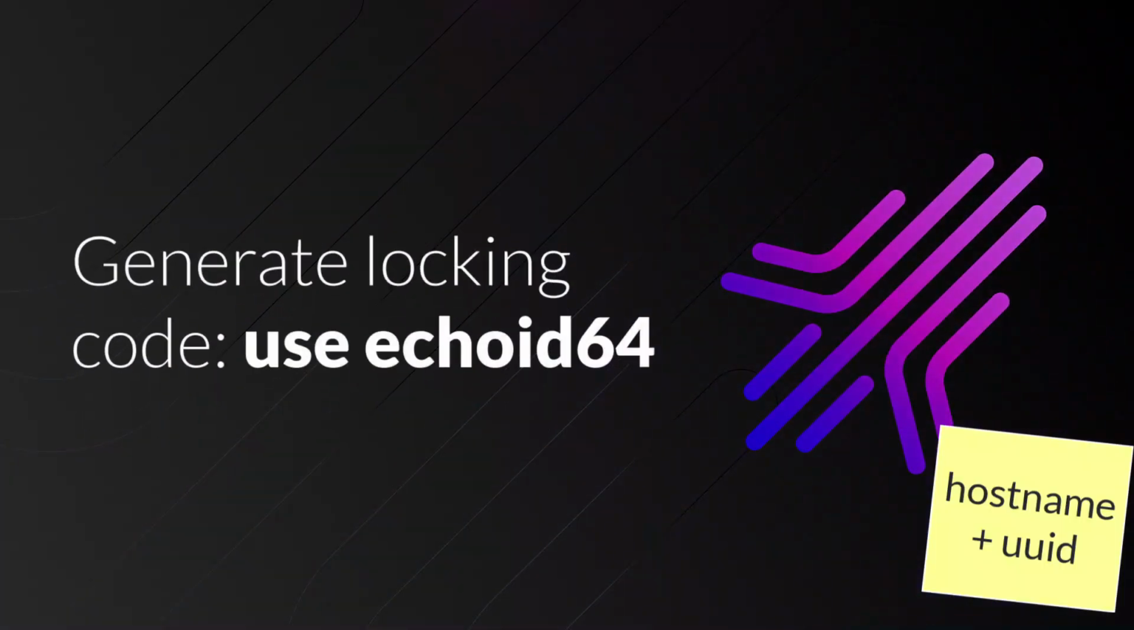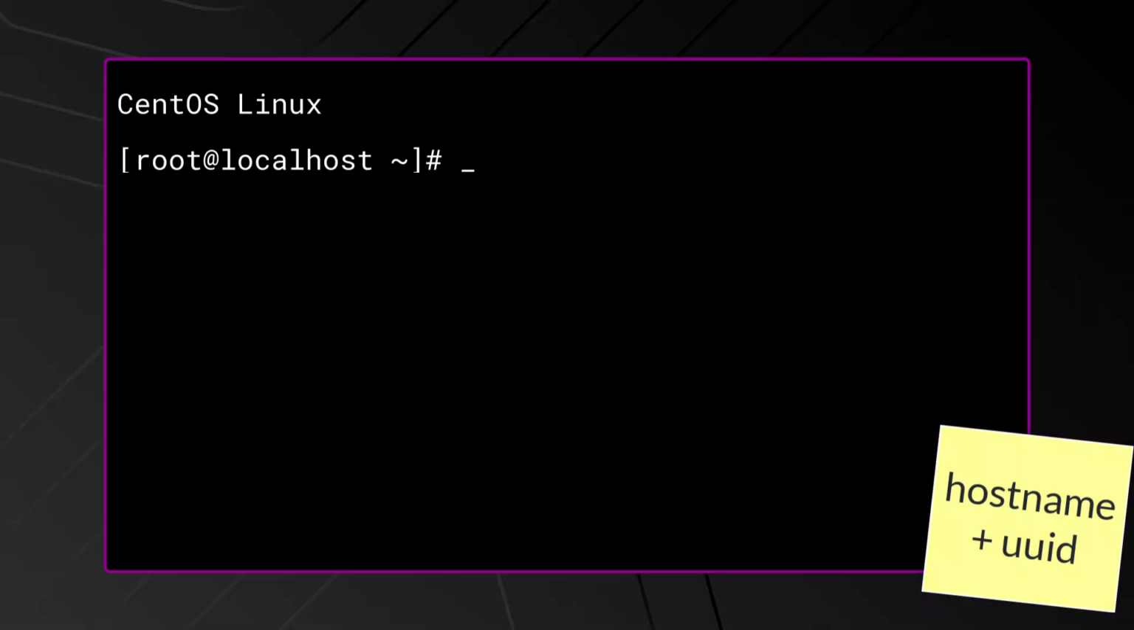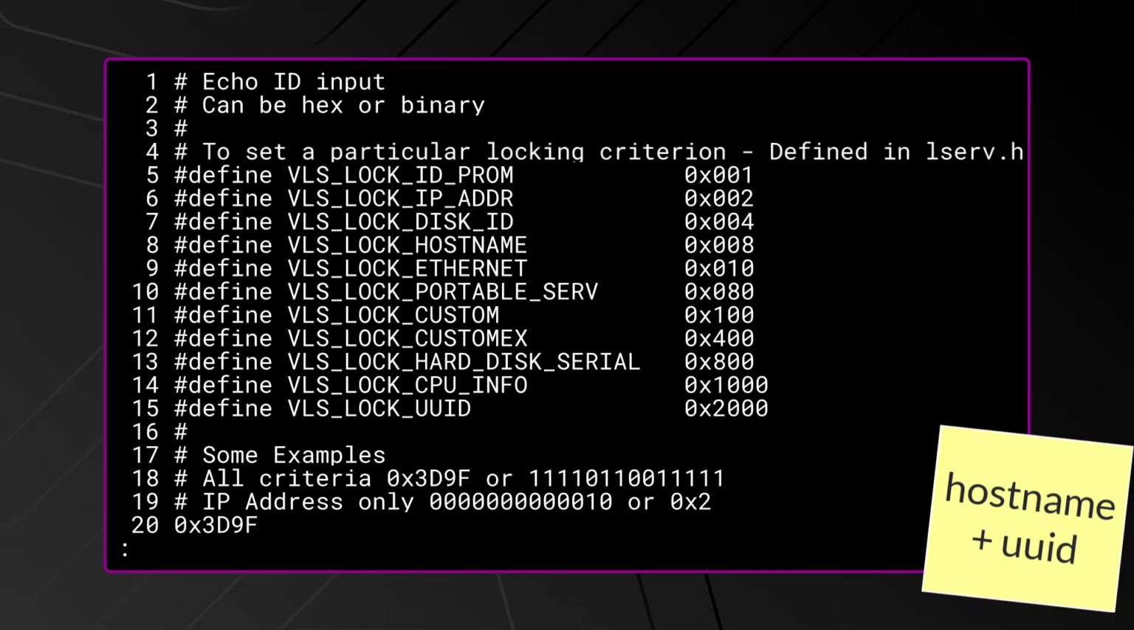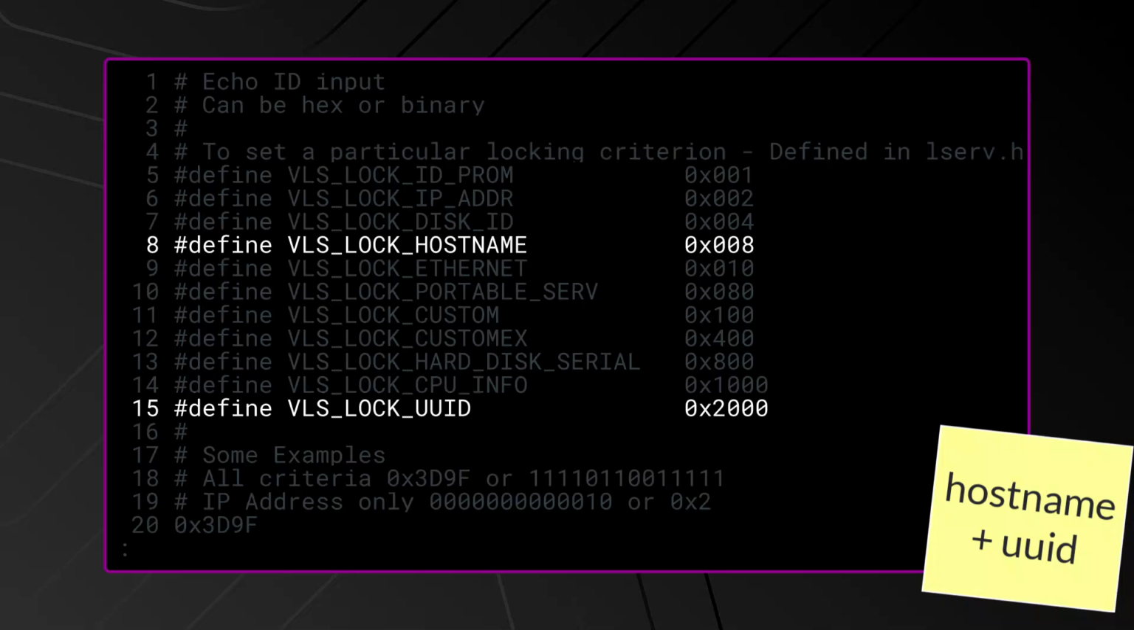First, you calculate the hexadecimal value for these login criteria. Log in as root on your RMS server. Navigate to the Tools folder of the installed RMS. Now edit echoid.dat and add the hexadecimal values for each of the login criteria.